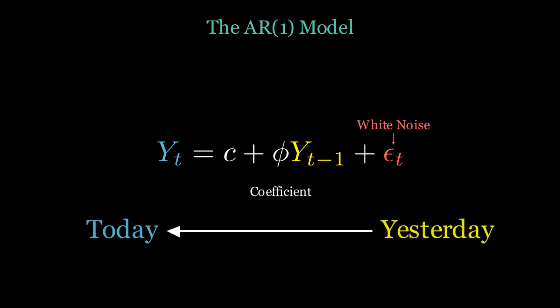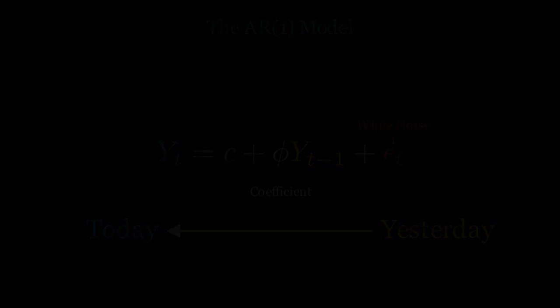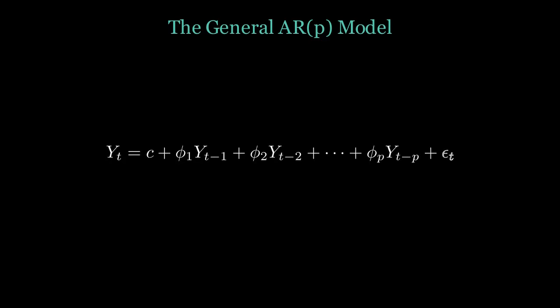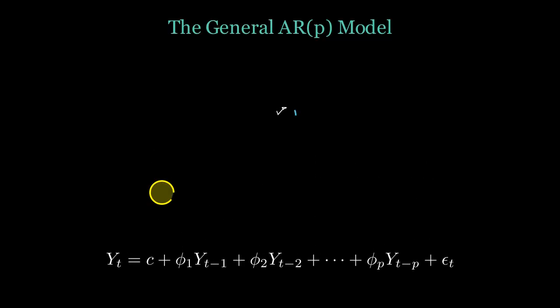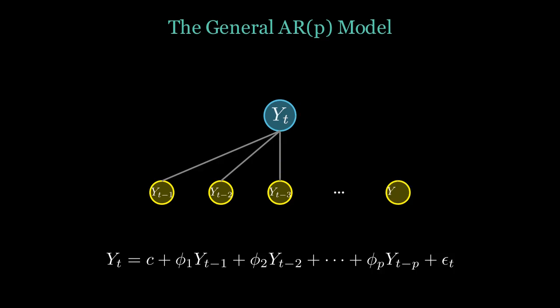But why stop at yesterday? In an AR(2) model, today's value depends on yesterday and the day before. In a general AR(p) model, we consider p past steps. Mathematically, y_t equals c plus phi_1 y_{t-1} plus phi_2 y_{t-2} plus ... plus phi_p y_{t-p} plus epsilon_t. This allows the model to capture complex cycles and momentum in data, such as seasonal business cycles or the lagging effects of interest rate changes.